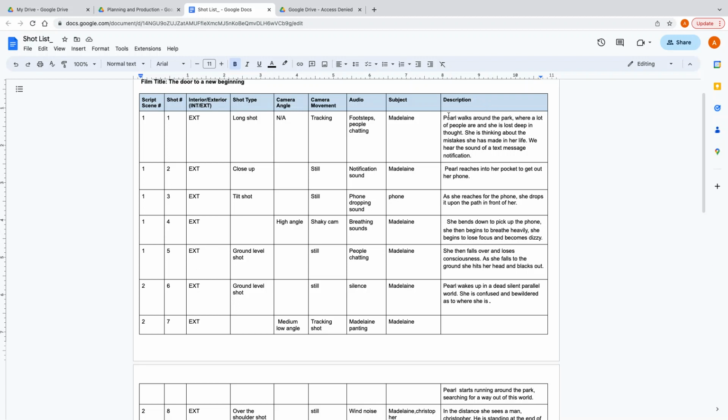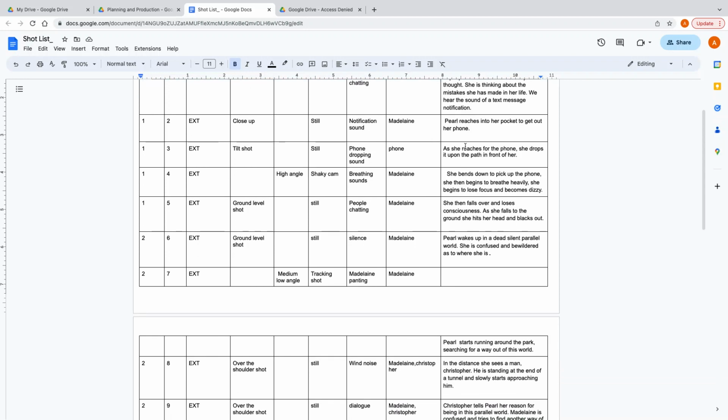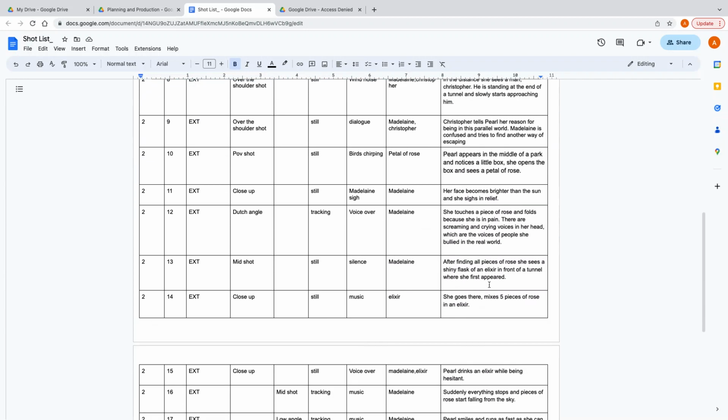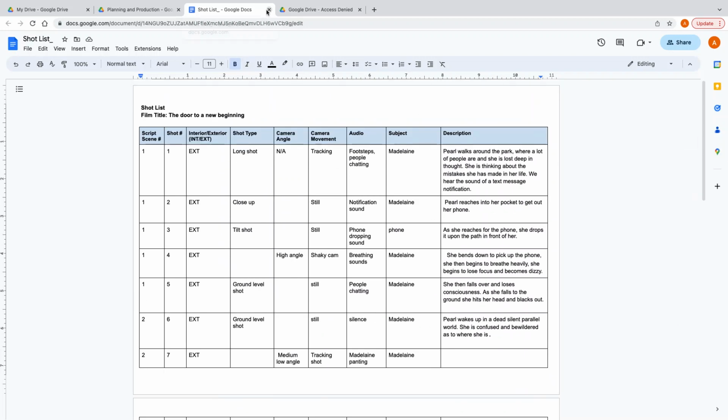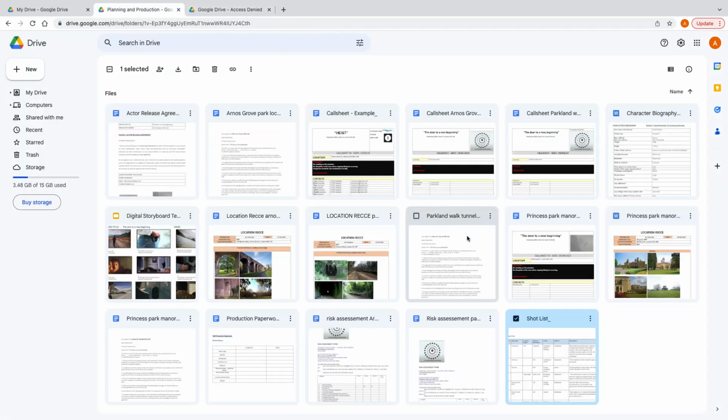These are the actual scenes of each shot, and these are the scenes, the shots, and the audio and everything that we'll use for this scene. So it's the same for all of the scenes. I think that was it for my planning and production.